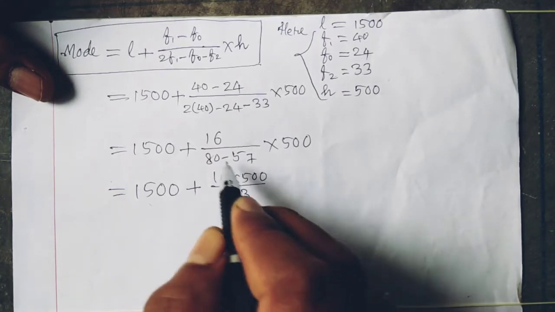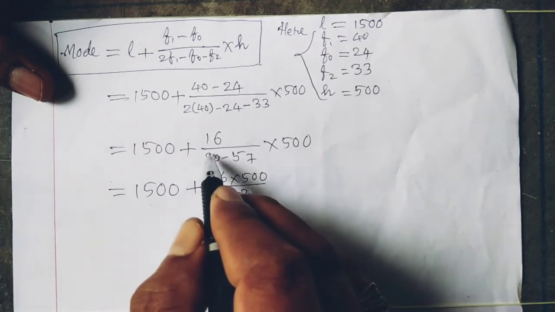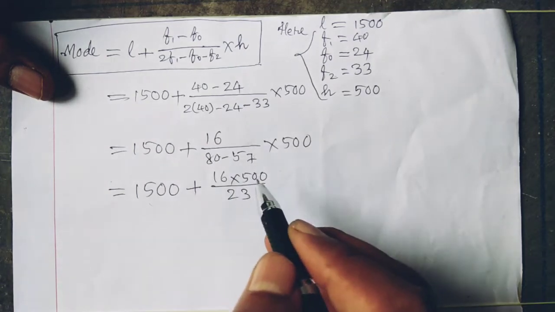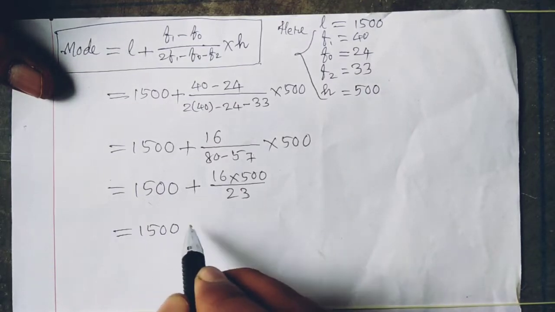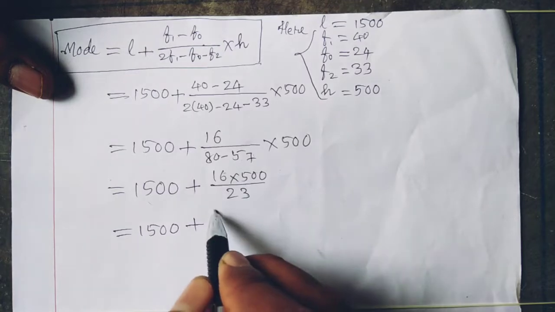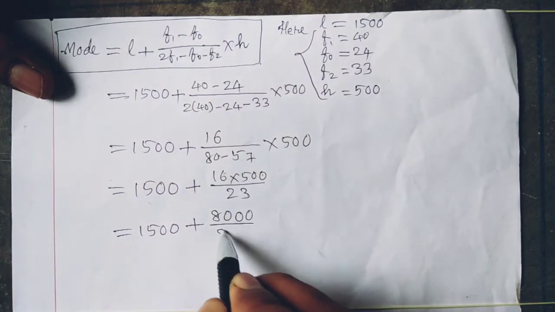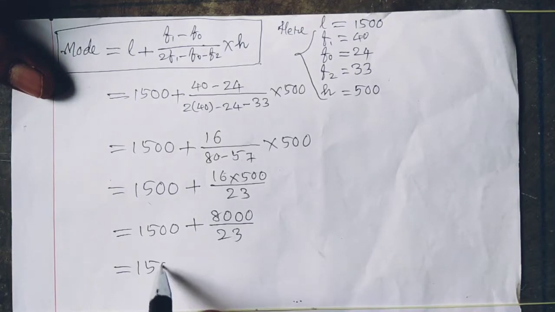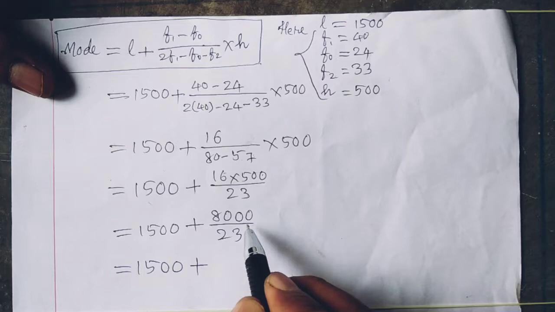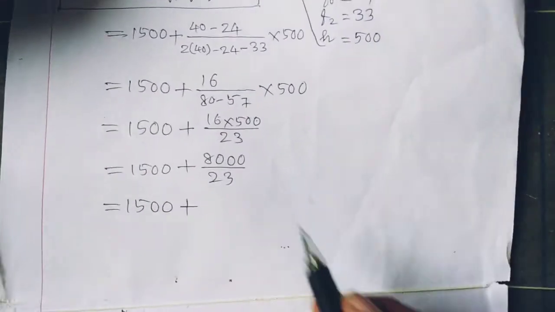80 minus 57 is 23. That is equal to 1500 plus, 16 into 5 is 80, keep 2 zeros, by 23. So 1500 plus, we have to divide 8000 by 23.